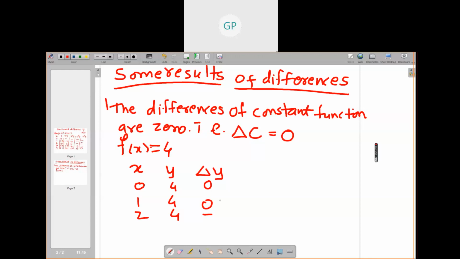Whatever value of x you take, the function is mapped to 4. Are you getting it? Yes, ma'am. So we will have the next property now.